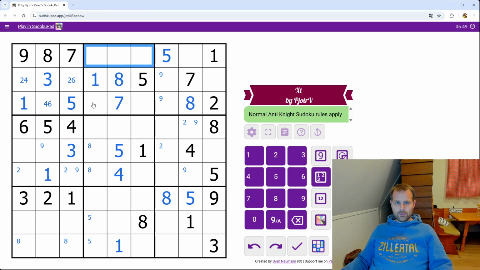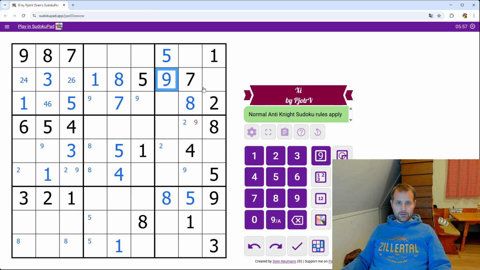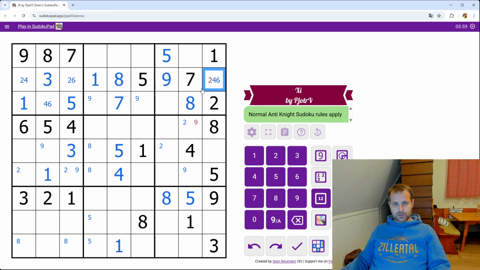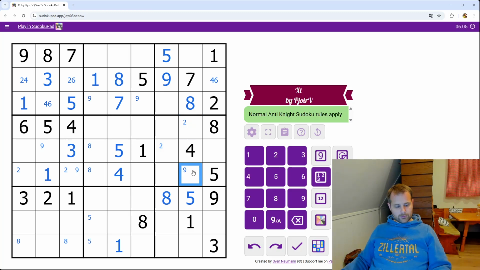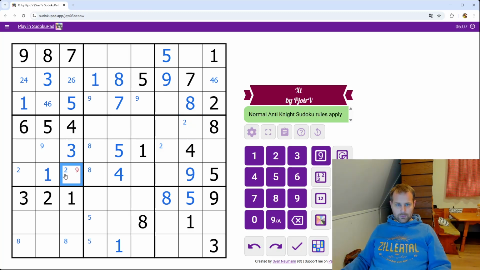Or wait a sec, the 9 can't be here, so the 9 is in one of those. So this is not 9, so this is a 9. And this is from 2, 4, 6 in a row, but not a 2. And this 9 sees this one, so that's not 9, so this is 9.